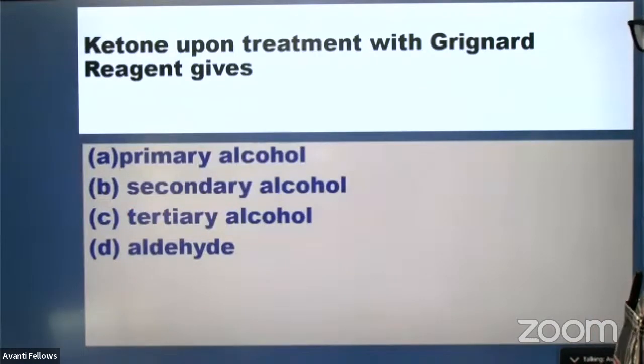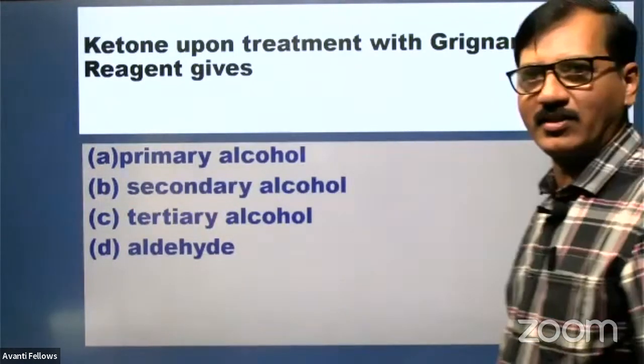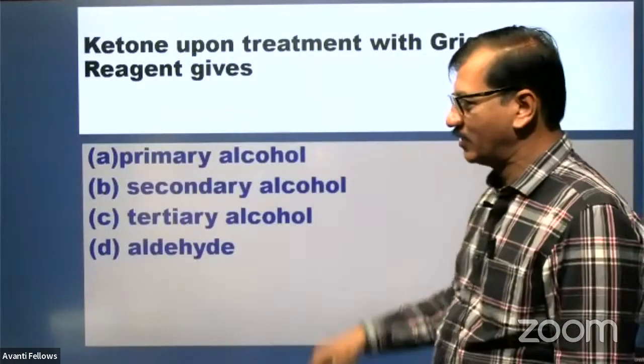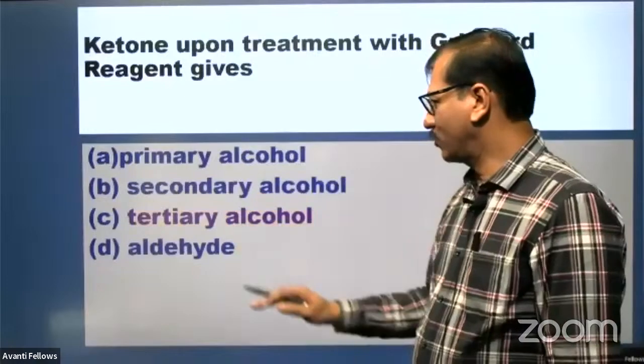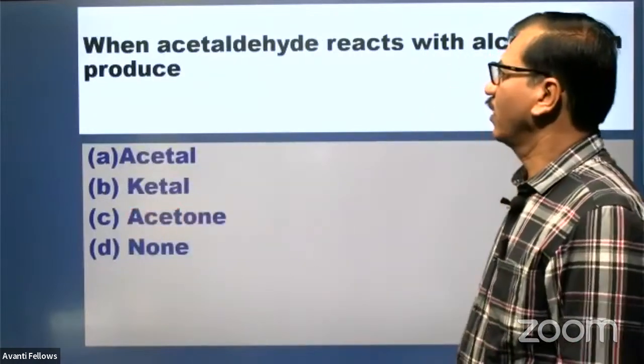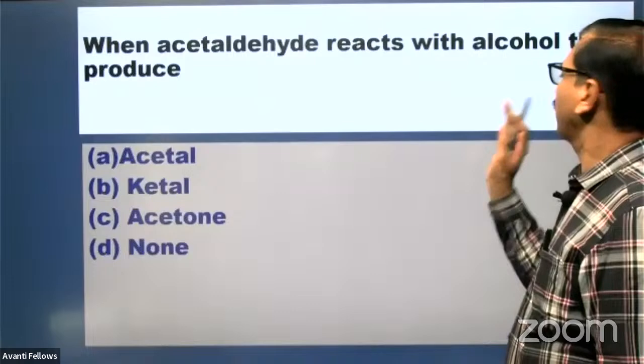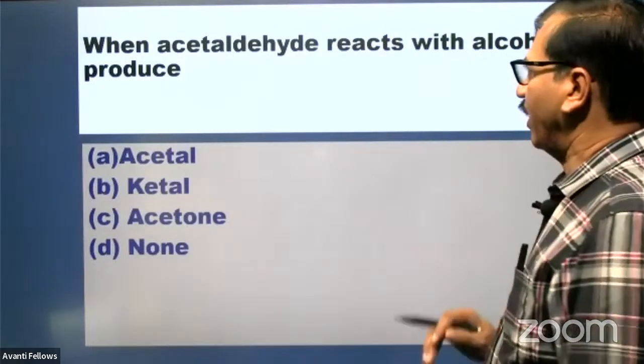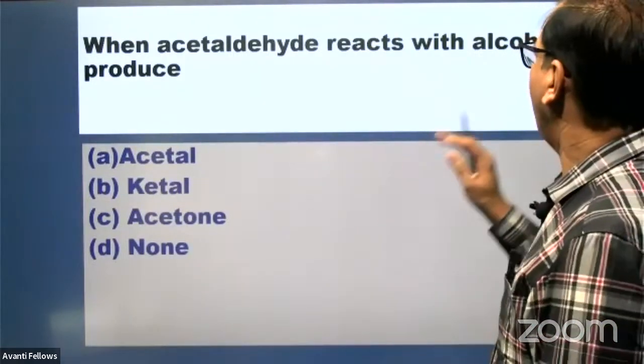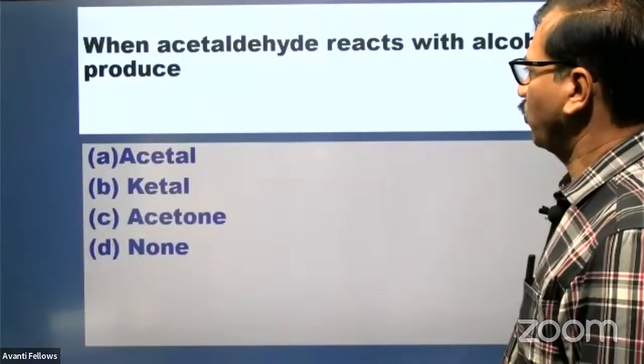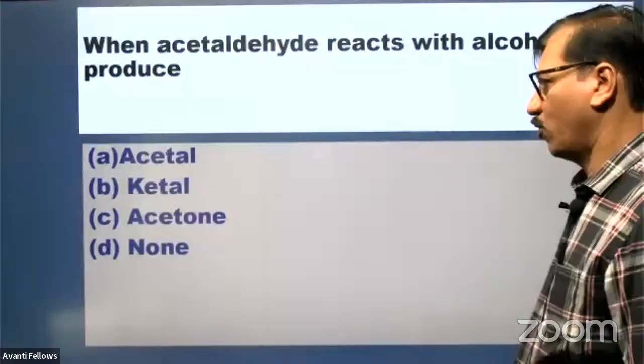Ketones upon treatment with Grignard reagent give tertiary alcohol, option C. Ketones on treatment, an important generalization, as I told you. Tertiary alcohol. When acetaldehyde reacts with alcohol, it produces acetal, option A.